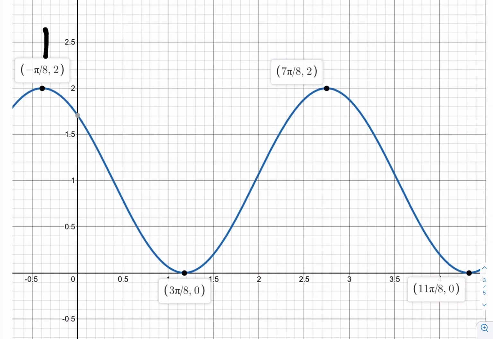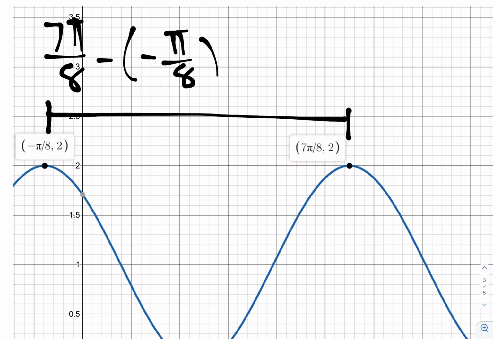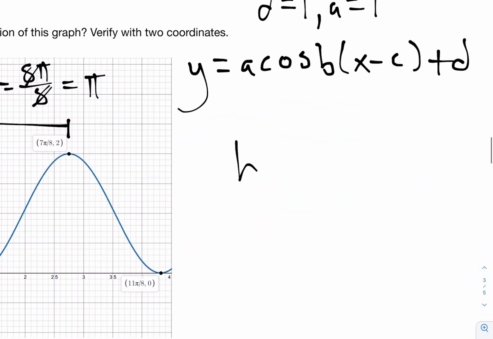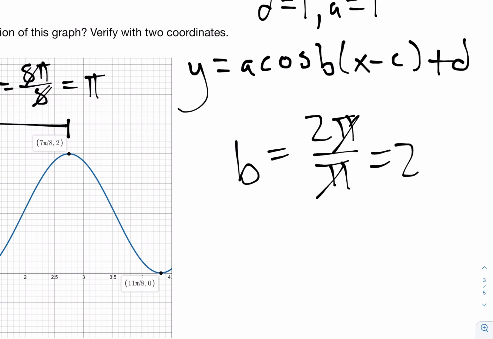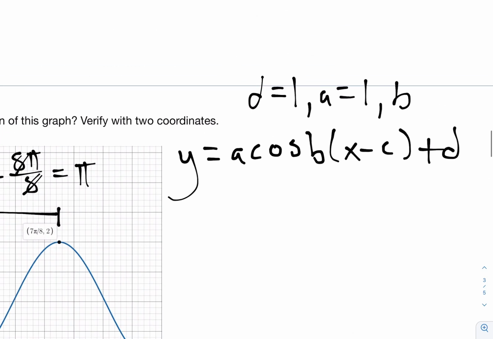Our period is the distance from one peak to another. So if this is negative pi over 8, this is 7 pi over 8. To find the difference between them, we do 7 pi over 8 minus this value here, so minus negative pi over 8. Now notice that these turn into pluses because we're subtracting a negative. So this would be 8 pi over 8, and the period, the 8's will cancel, is just going to be pi. So remember, our b value is 2 pi over our actual period pi. Pi's cancel, and we'll just get 2. So that means that our b value is going to be 2.